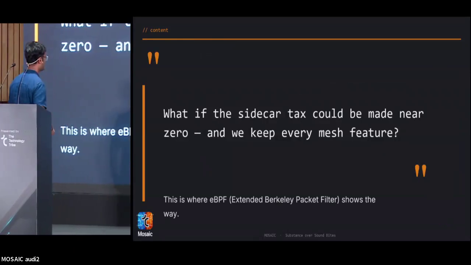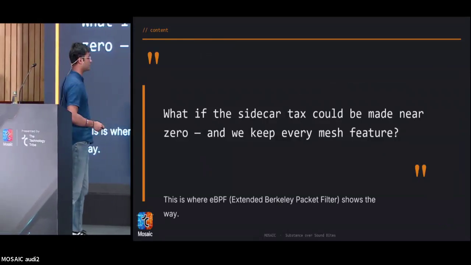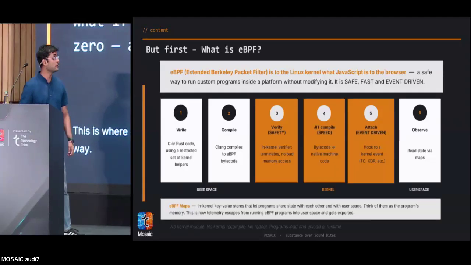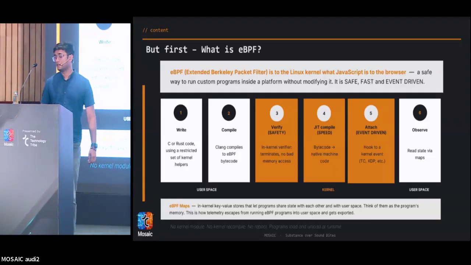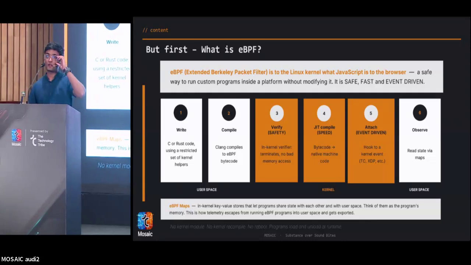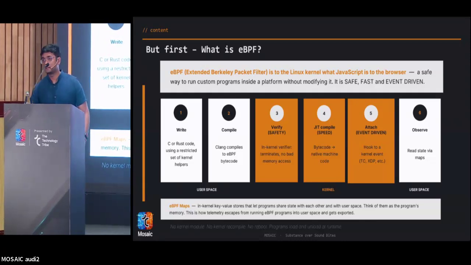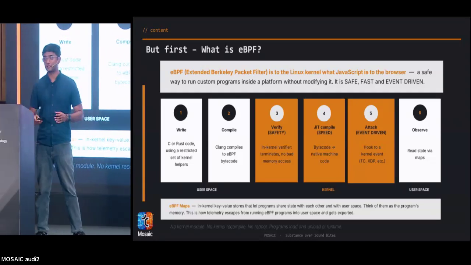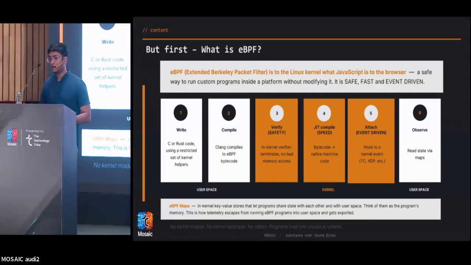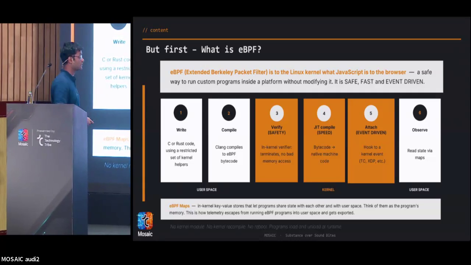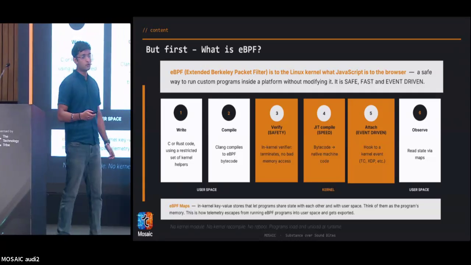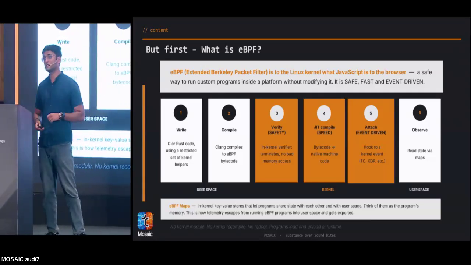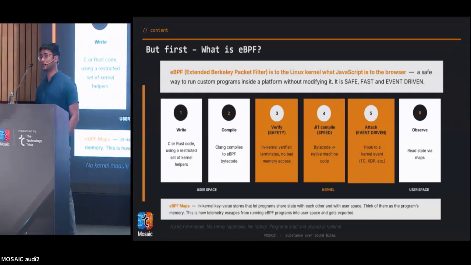And this is where eBPF, which stands for Extended Berkeley Packet Filter, comes into the picture. But what is eBPF? It technically is a way to run custom programs in the kernel and do some sort of manipulation at several layers in the Linux kernel. It is very similar to running JavaScript in the browser. When a user clicks a button, what should happen?